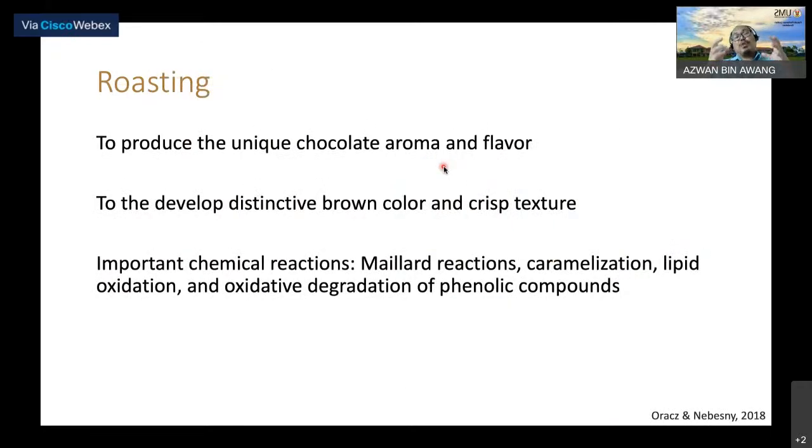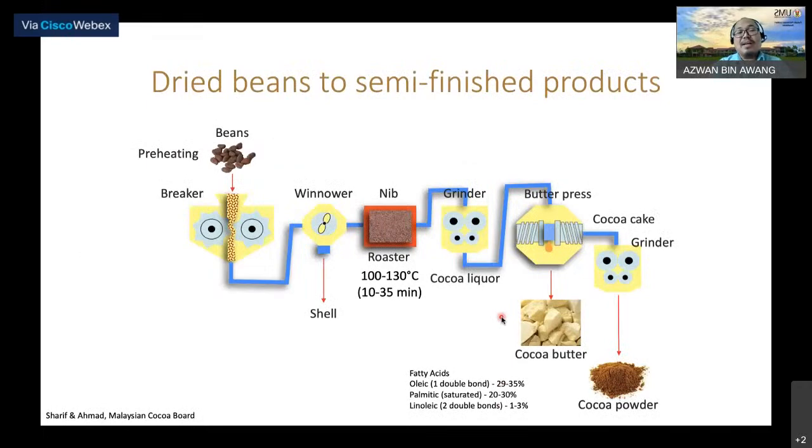So the next step, the second important stage to produce cocoa flavor, is roasting. During roasting, chocolate aroma and flavor will completely develop. What are the chemical reactions involved? Maillard reactions. That is the important one, whereby peptides will react with sugars. Others like caramelization, lipid oxidation, and of course, oxidative degradation of phenolic compounds.